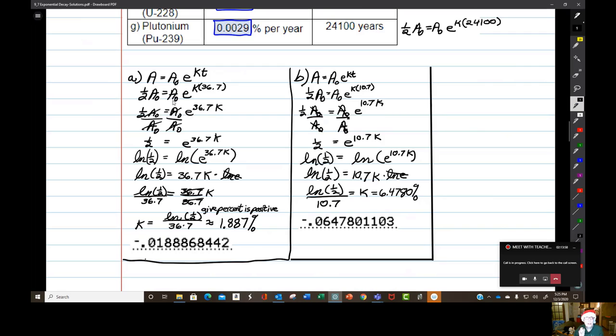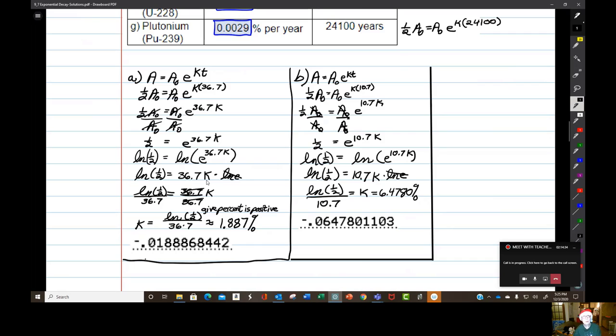And we're going to do what we always do when we solve a growth or decay problem. We're going to divide by the number in front of e, the original amount. So A naught divided by A naught, the A naughts cancel. So you are going to be left with 1/2 equals e to the 36.7k.